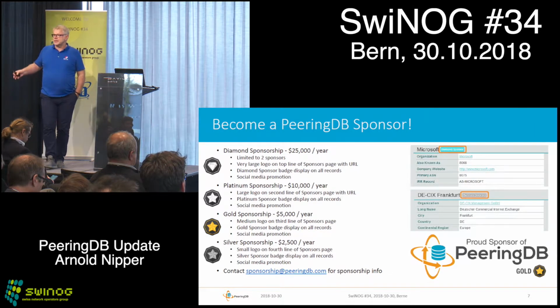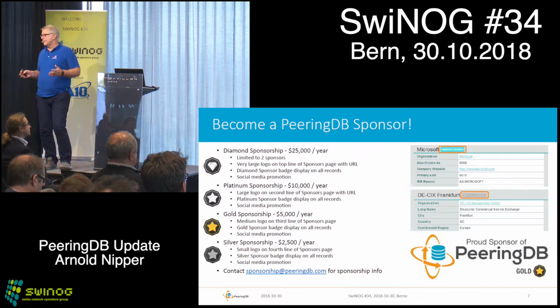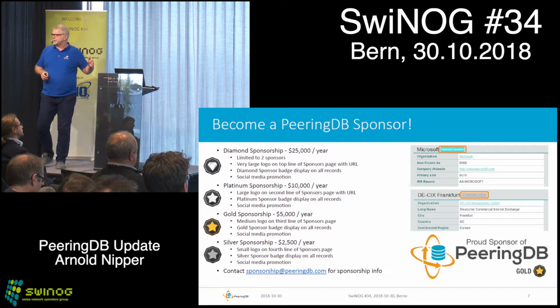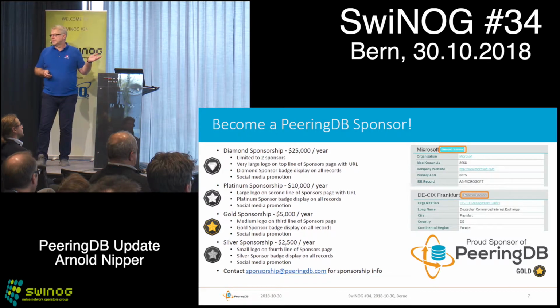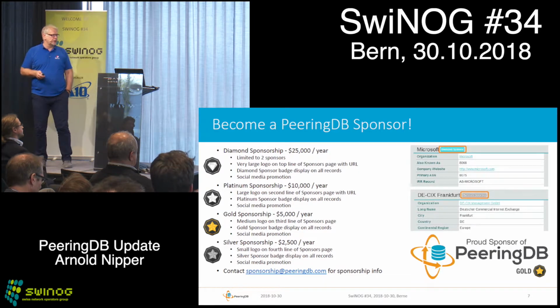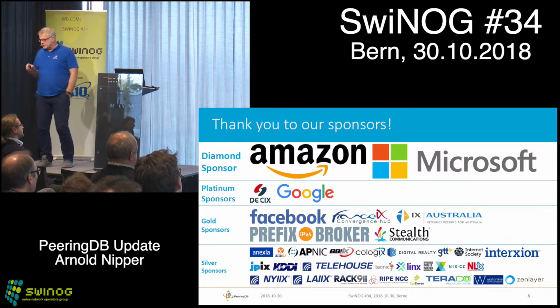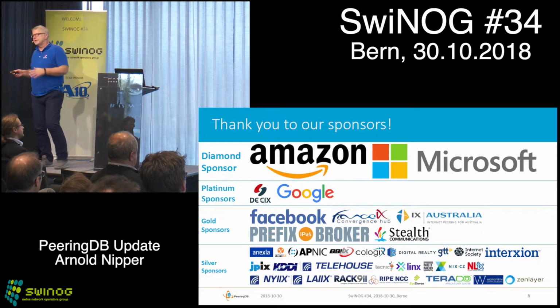Does PeeringDB cost anything? Of course it does, but it's totally free for the users. Where does the money come from? Money comes from sponsorship. We have different sponsorship levels ranging from $2,500 per year up to $25,000 per year for the diamond sponsorship. If you are interested, please let us know or contact us at sponsorship@peeringdb.com. This is a list of sponsors for PeeringDB, and luckily, due to the rich sponsorship, PeeringDB is also well funded.